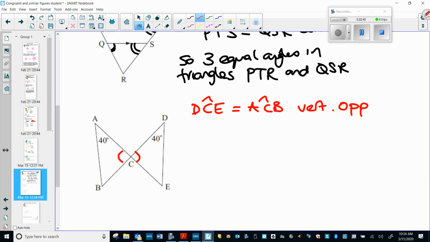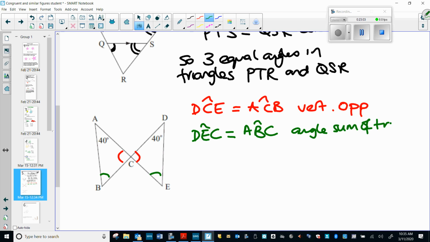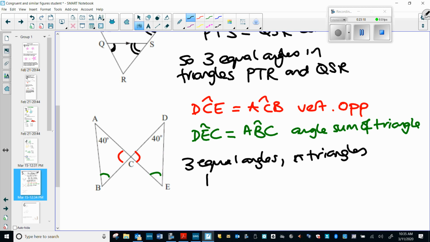And because we have two angles already the same, it must mean that these angles are equal to each other, because they both would be angles in a triangle adding up to 180. So DEC is equal to ABC, angle sum of triangles. So again, 3 equal angles in triangles DEC and ABC.